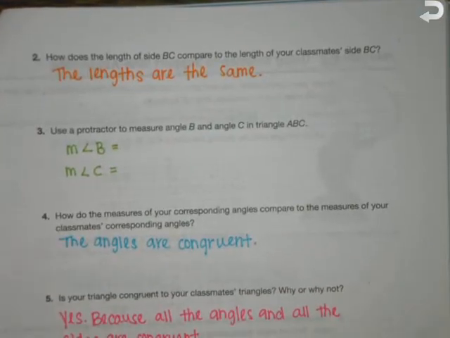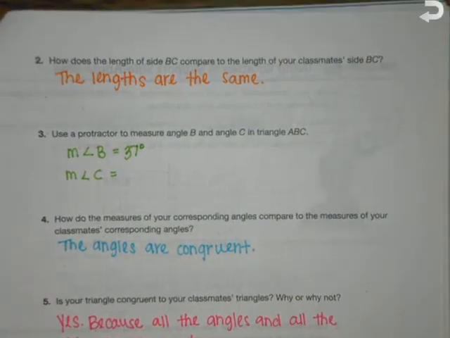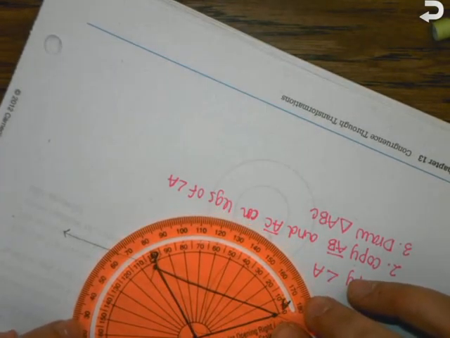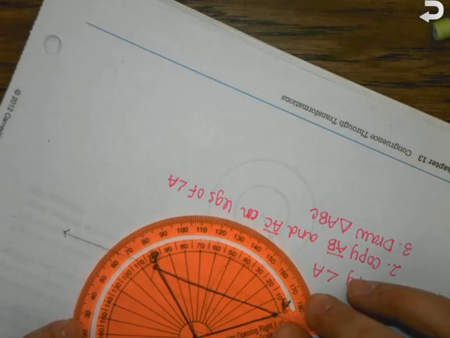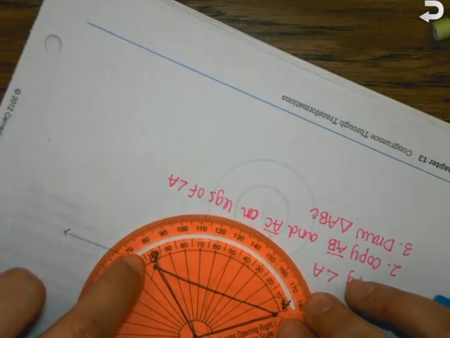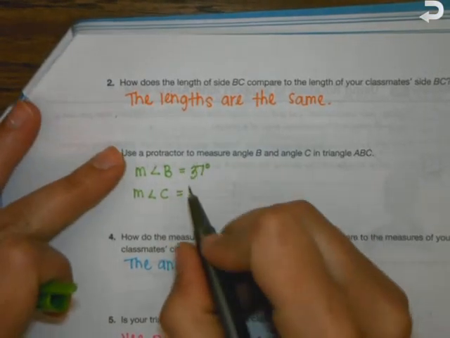Did anybody get the measure of angle C? You got what? 110. I have like 111. 110. Actually, no. Here's 110. Here's 105. I have like 103 on mine. So yours should be somewhere in between 100 and 110, somewhere in there. Okay, so I got 103. Okay, they should be close.